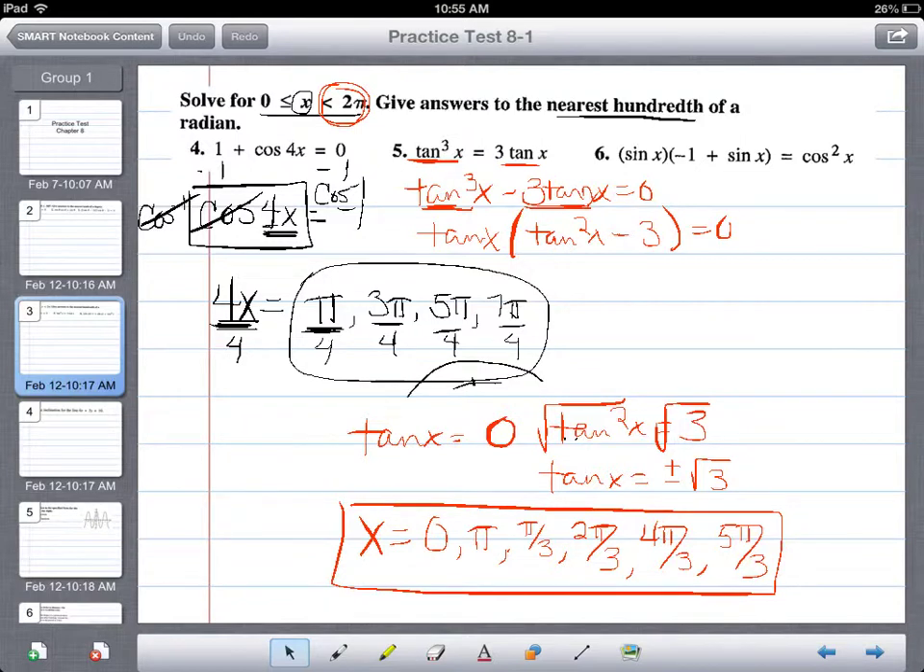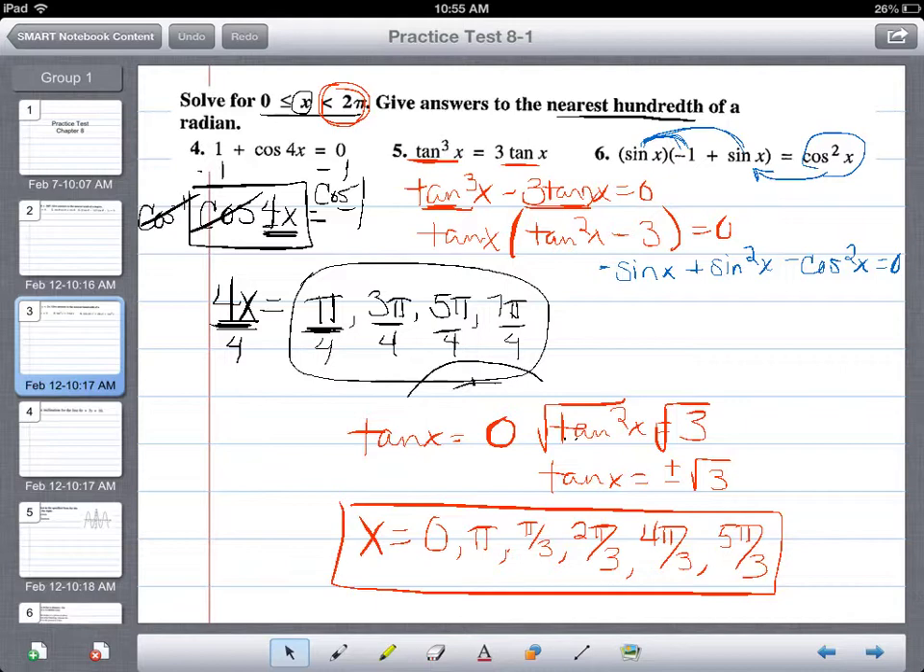Okay, number 6. Let's see, what should I do here? I'm thinking I want to get everything over on one side. What I'd probably want to do first is distribute the sine out. So I'll do that where I have space here. So I have sine x, actually that's negative, because we'll take it times a negative 1, plus sine squared x. Then what I'm going to do is subtract cosine squared x and move it over to the left side. And that's all set equal to 0.